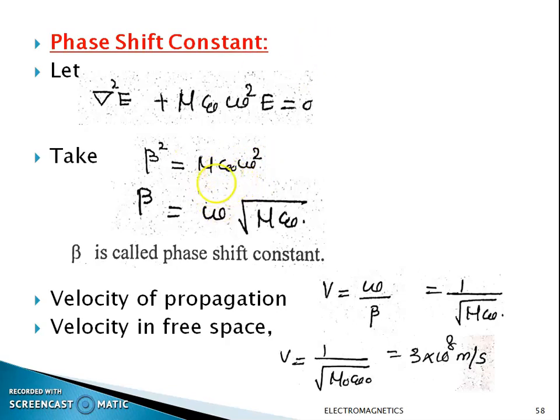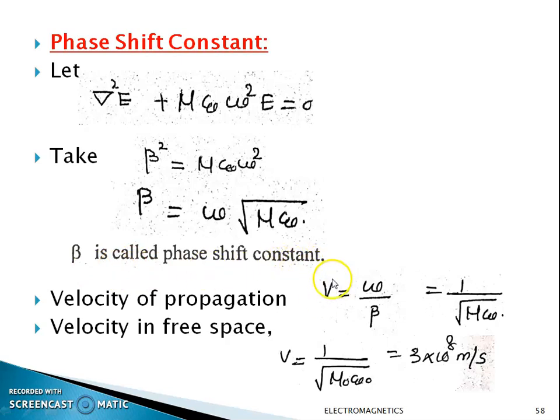And from this equation, the value of beta can be written as beta is equal to omega into root of mu epsilon. And this beta is called the phase shift constant. That is, in the case of electromagnetic wave, it is oscillating. That is, it has values in both positive and negative half cycle. So its phase is shifting at a particular instant, and beta is related with that phase shift, and beta is known as the phase shift constant.